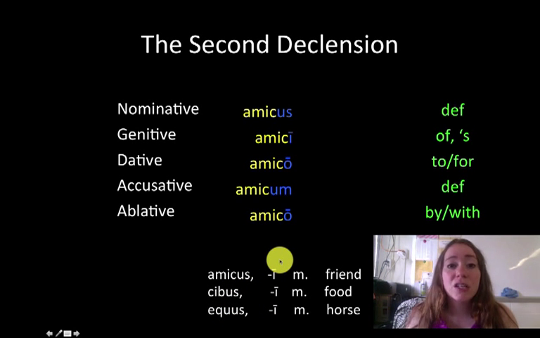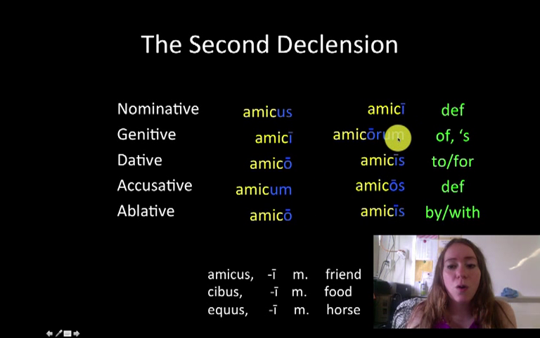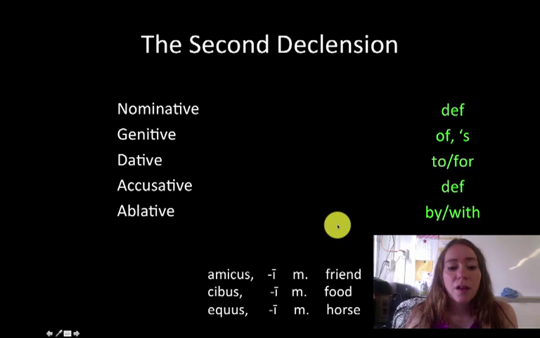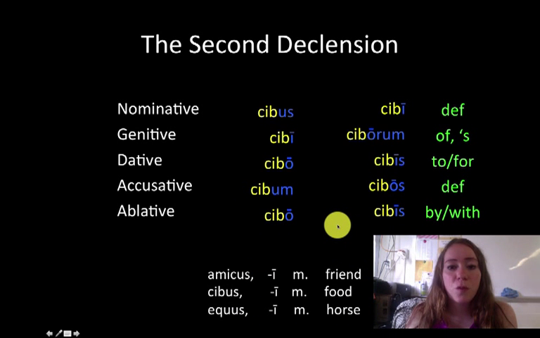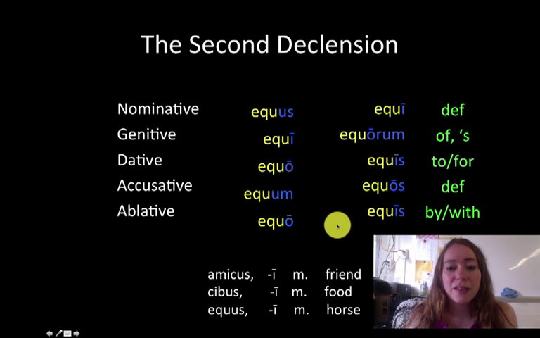And at this point, let's take a look at amicus, which is a male friend. We have the us, i, o, um, o ending, plural: i, orum, is, os, is. The translations are exactly the same as what we studied before. Cibus, exactly the same format. Equus, horse, exactly the same format.